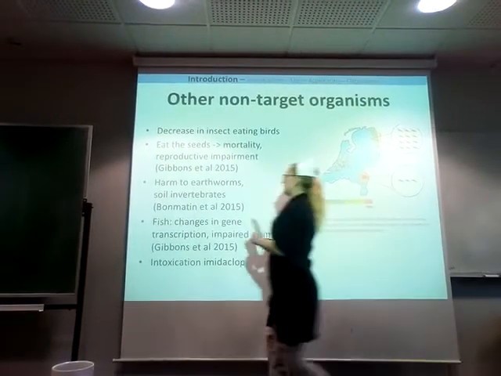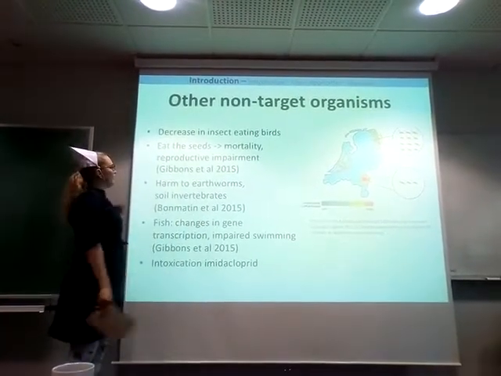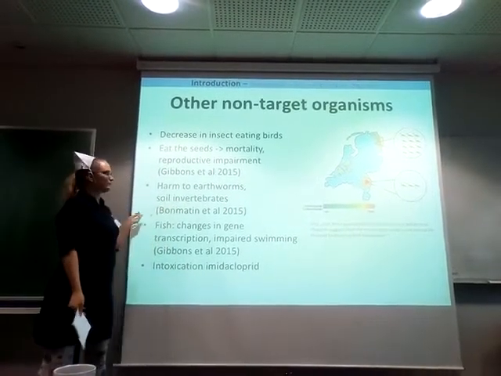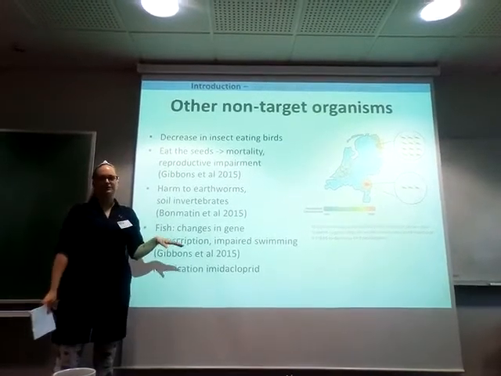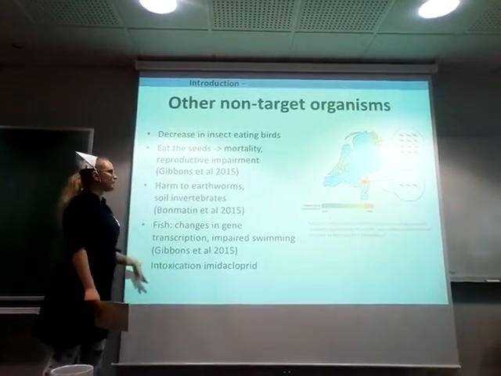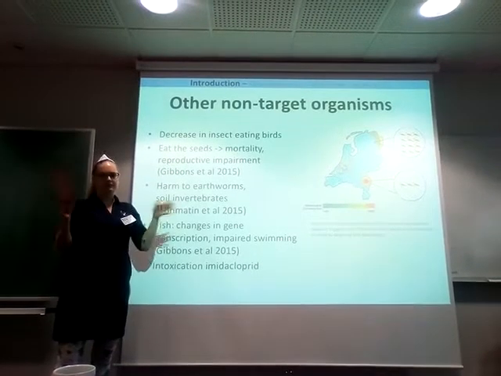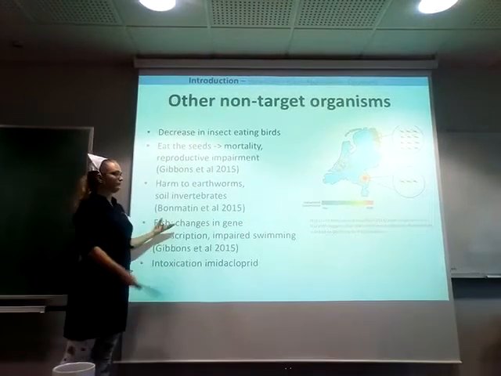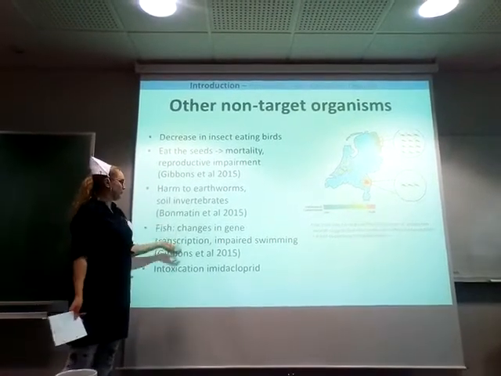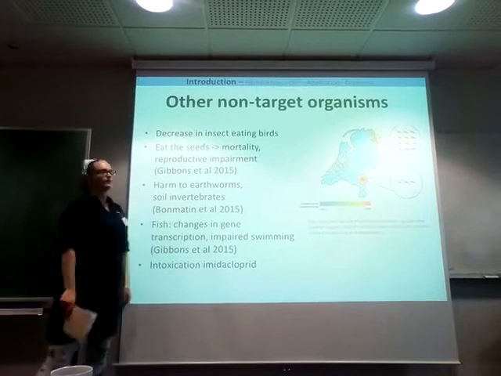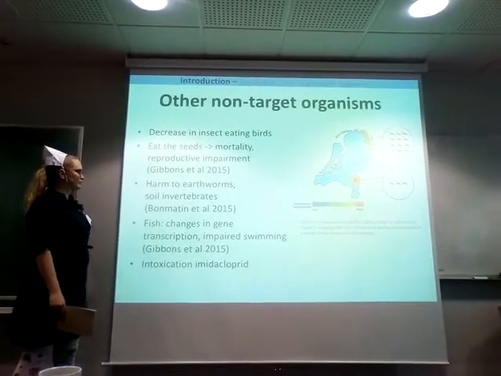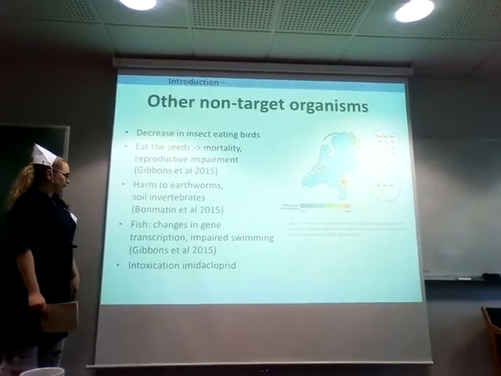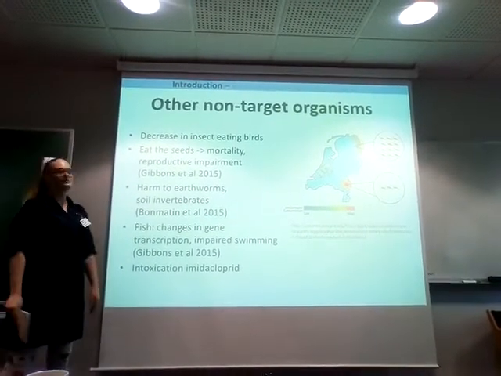Then we can see the earthworms, because of course earthworms are also exposed, and it's a problem because the sperm quality decreases when exposed. And also, like the bees, they get really confused, and they cannot really find their way that well anymore. So it would be a problem for the soil quality, with earthworms being exposed. And to look at the aquatic environment, we also have harmful effects on fish, with changes in gene transcription. And they have a little problem swimming, probably.